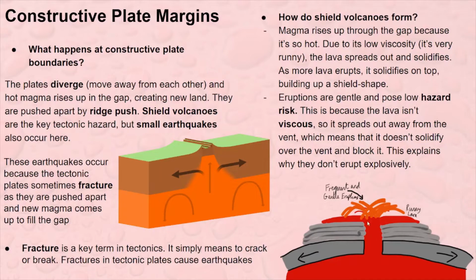Magma rises up and spreads out due to its low viscosity. This is an important word. Viscosity is thickness, so low viscosity means very runny. So it spreads out and forms layers as more erupts, forming this shield shape. It's frequent because the vent doesn't get blocked, because the lava spreads out, so it never solidifies and blocks the vent. And this is also why they're gentle and pose a low hazard risk.